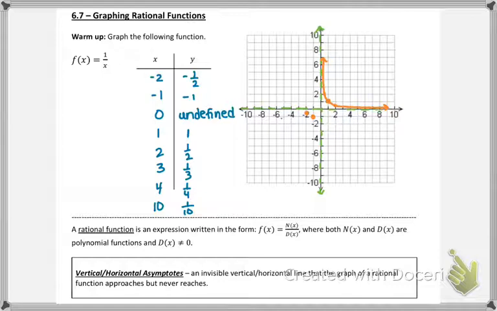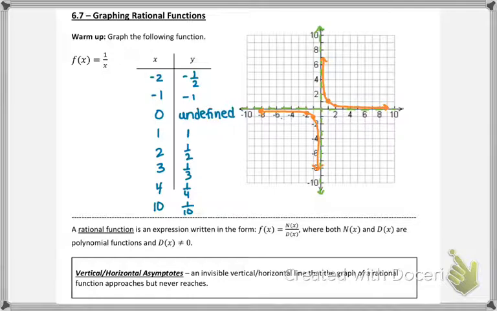So there is an invisible horizontal line at y equals 0 and an invisible vertical line at x equals 0 that my graph gets closer and closer to on either side, but never quite approaches. And same thing with the negatives. It's going to get closer and closer to my 2 asymptotes, but never quite touch them.